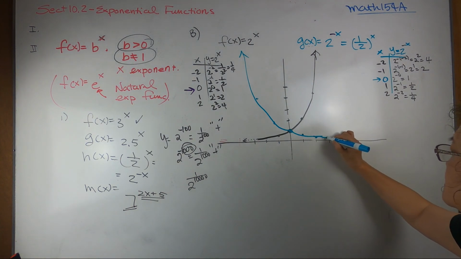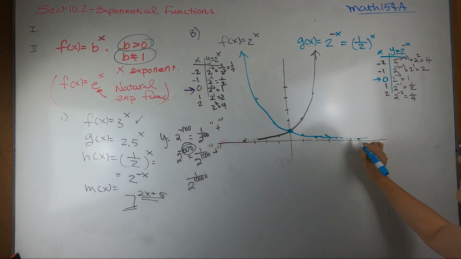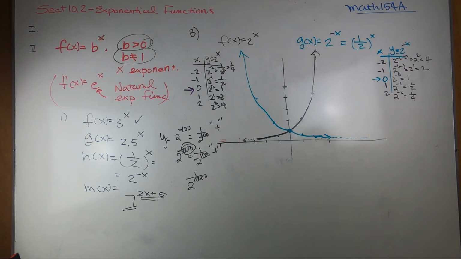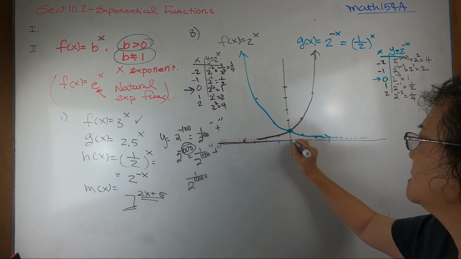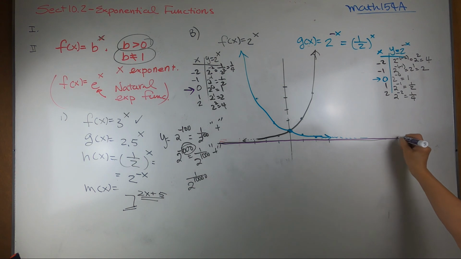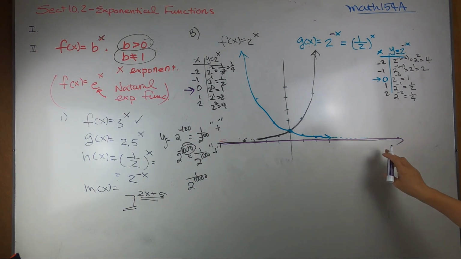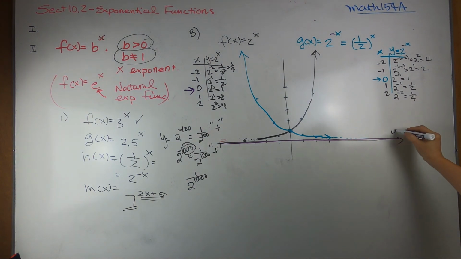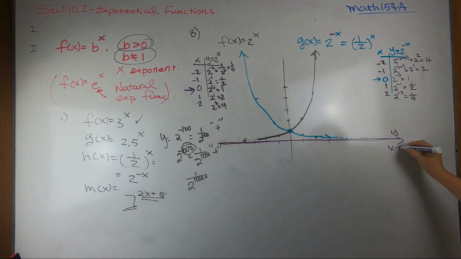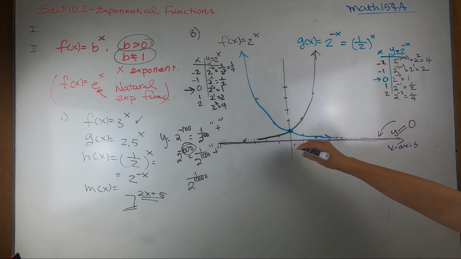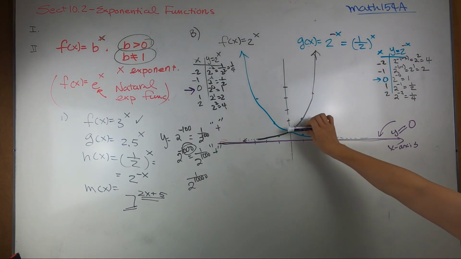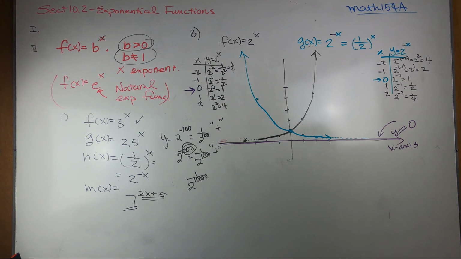This one is getting smaller, but never touches this line. Right? So they are getting closer to this line. This is your x-axis, right? So that means y equals 0. That's this line. Y equals 0, y equals 1, y equals 2. Those are your horizontal lines, right?